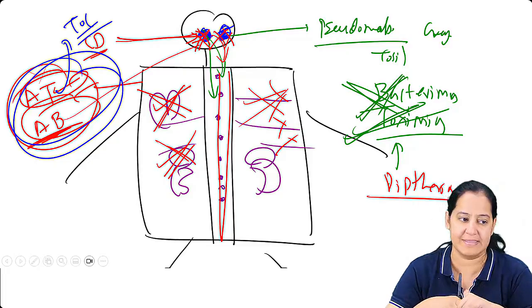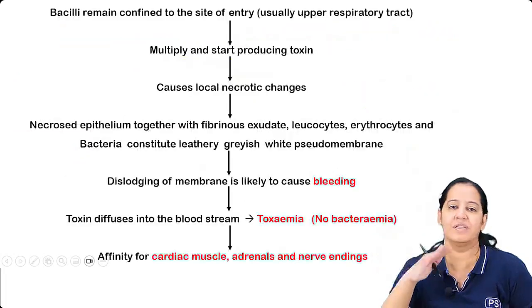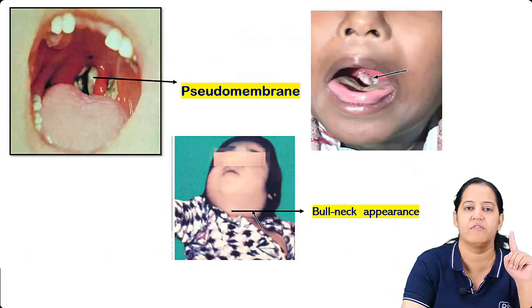Antibiotic, we give erythromycin here. Yes. So can we proceed? Got it? So this is diphtheria. The same story is given to you. You can see this is, I'm talking about the white color membrane.